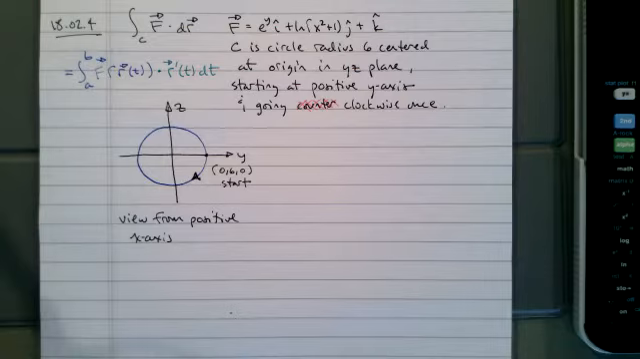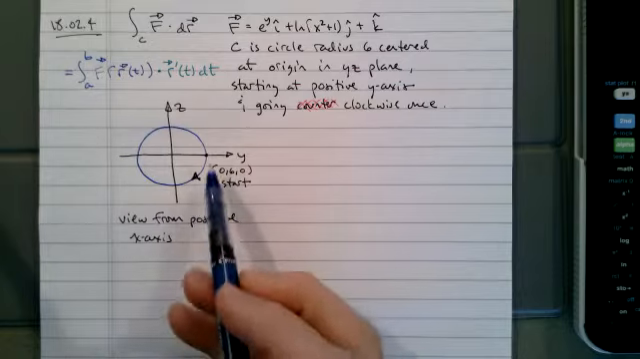So what we're going to do is all the usual line integral things. We're going to parameterize the curve. We're going to evaluate the vector field at that parameterization. We're going to take the derivative of the parameterization to fill in for the dr. Then we'll calculate all those dot products. So let's do all those things.